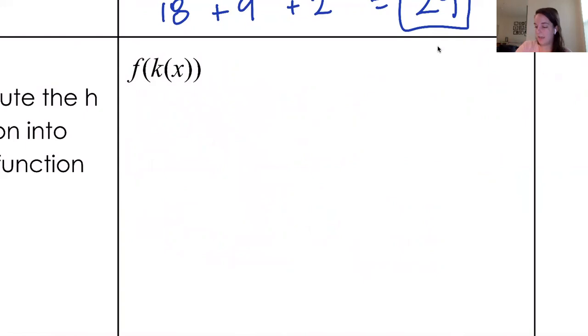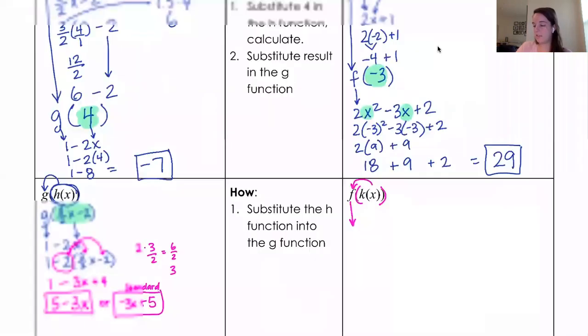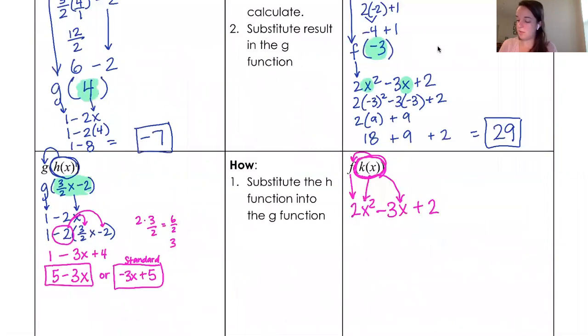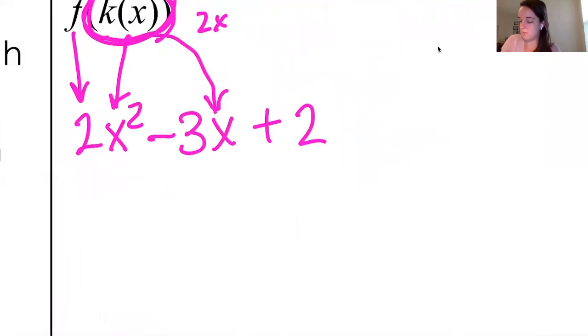So I'm going to take k of x. I'm taking k of x and plugging it into the f function. So the f function is 2x squared minus 3x plus 2. And I'm going to take the k function and plug it in both of those x places. So since there are 2 places where there is x, I'm going to plug it in twice. And what I'm plugging in is that 2x plus 1.